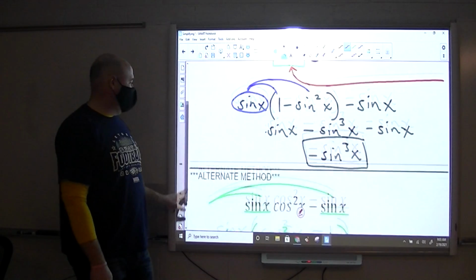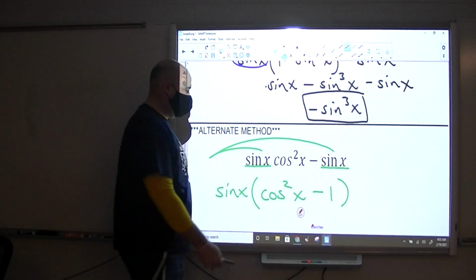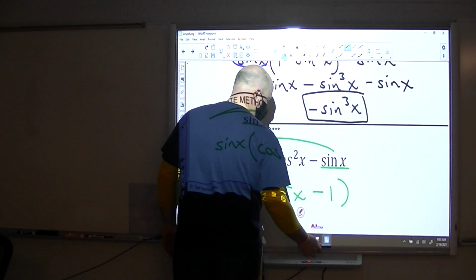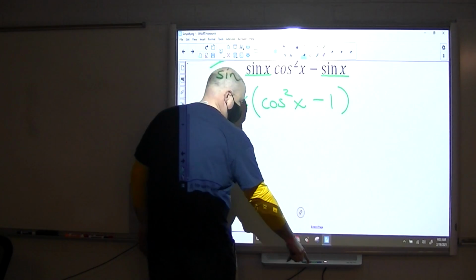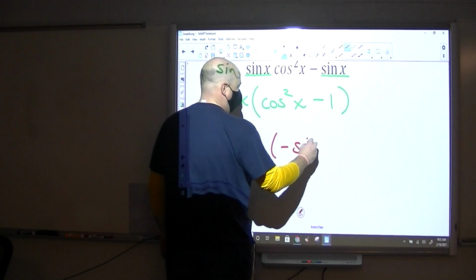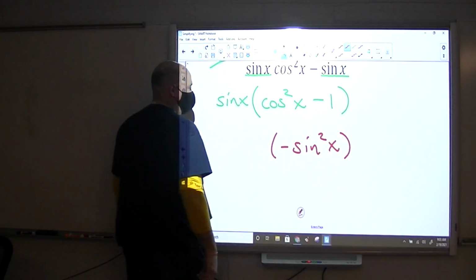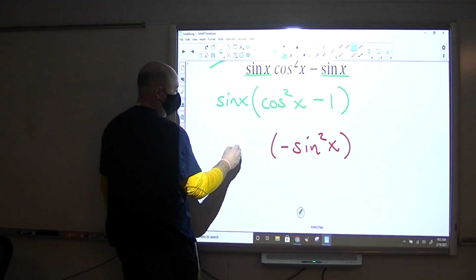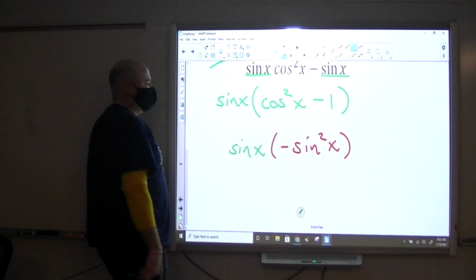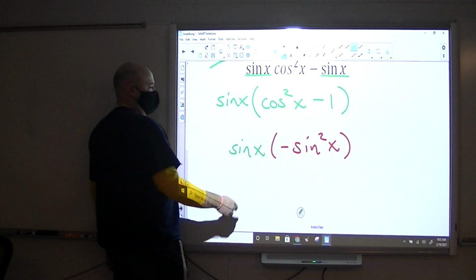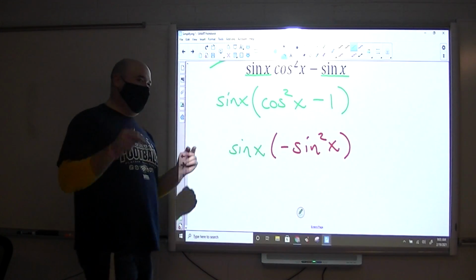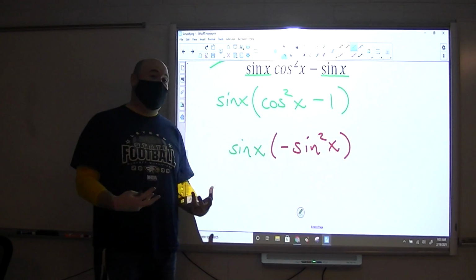So we come back into our problem. Oops, I always miss that the first time. Maybe I need to recalibrate this thing. So in here, I'm going to put negative sine squared x, because that's what it's equal to. On the outside, I have sine x. And how do I clean this up? Or how do I math this? What can I do now?